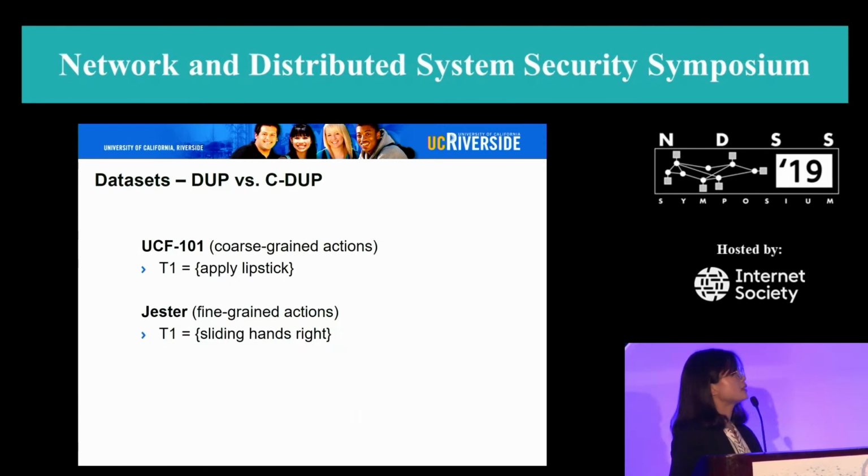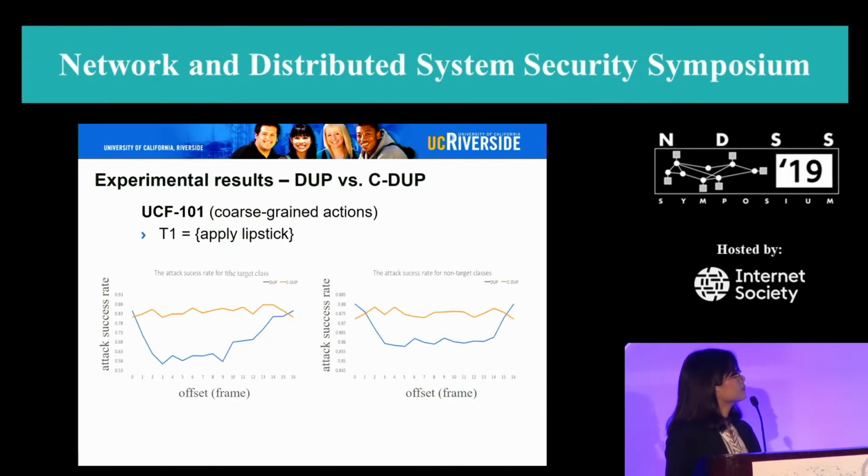Next, let's compare DUB with C-DUB. We test them on both datasets. The abscissa here is the offset of misalignment. The first figure shows the attack success rate for the target class, and the second shows the attack success rate for the non-target classes. We observe here that C-DUB guarantees a high attack success rate in both cases, no matter what the offset is.